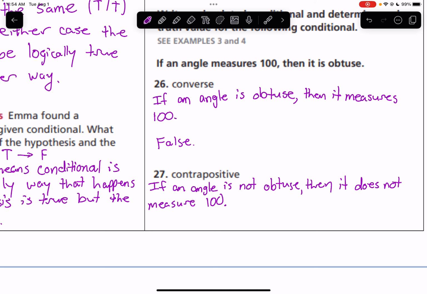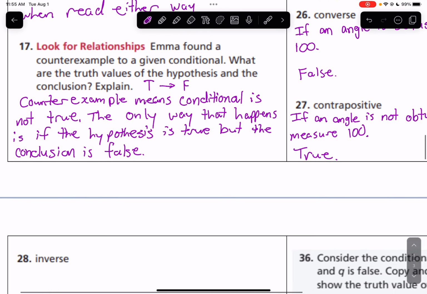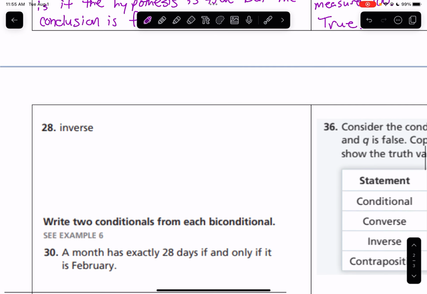Remember that the truth value of the original statement and the truth value of the contrapositive are always going to be the same. So since that original statement is true, then the contrapositive has a truth value of true as well. Let's keep going. We got to write the inverse of that statement that we just wrote up above.